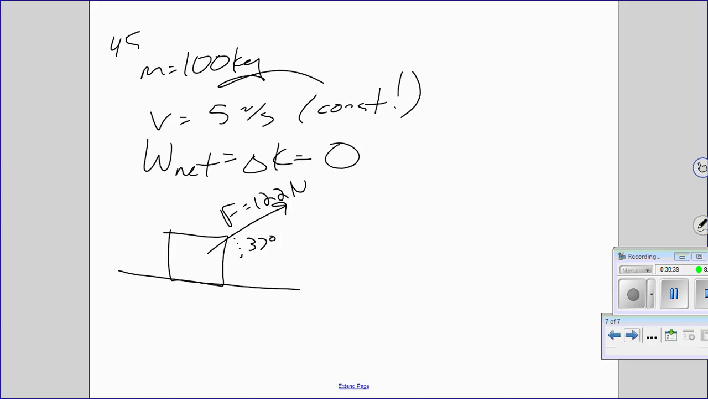So again, what are we looking for when I say that? At what rate is it doing work? Power. Are we looking for average or instantaneous? Although actually in this one I don't think it matters, because your force is constant. It's going to be the same thing. So we'll see why in a second.